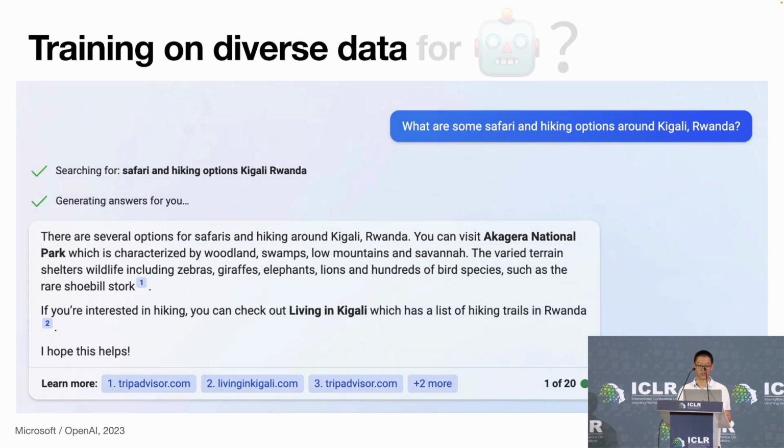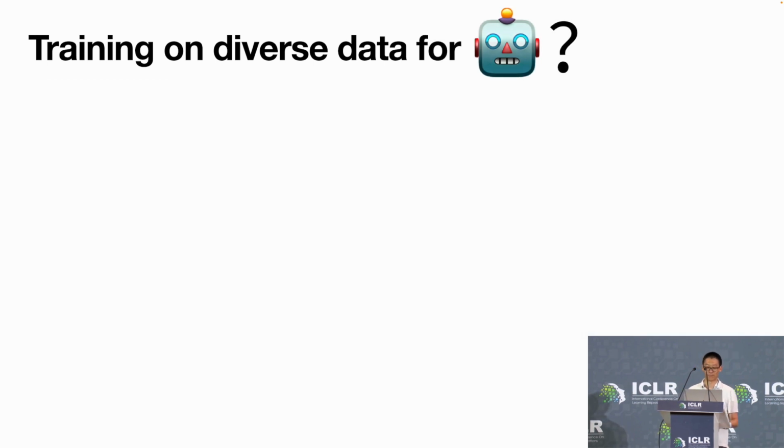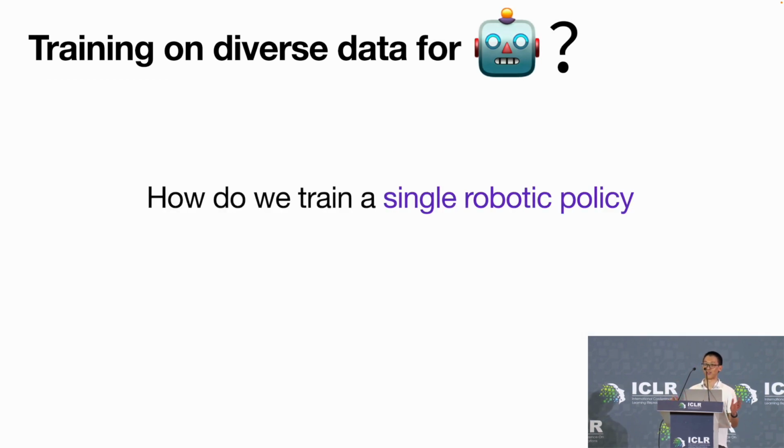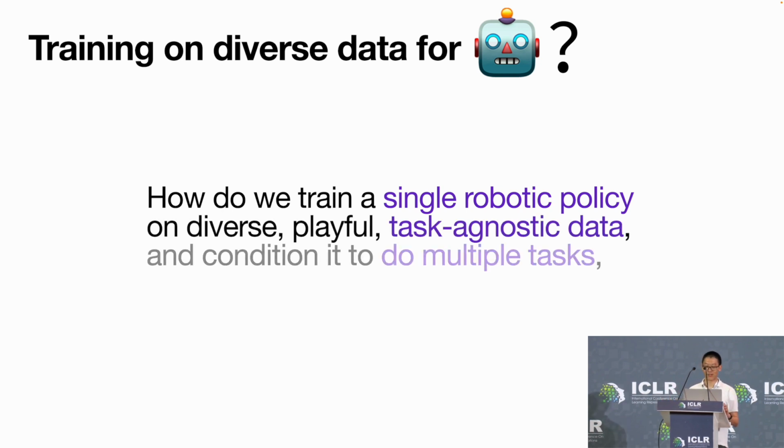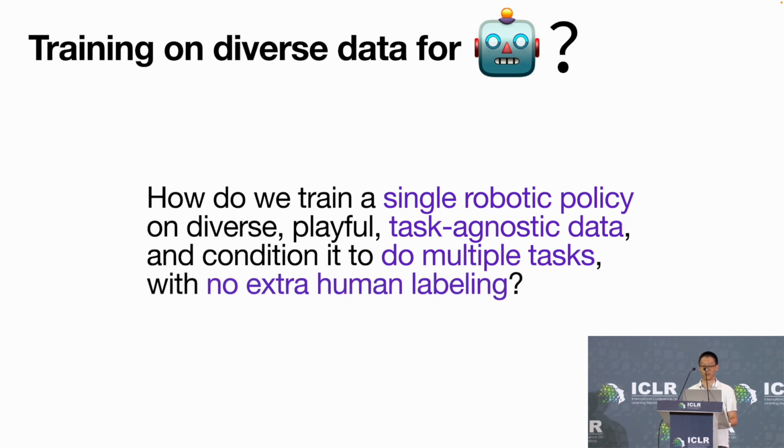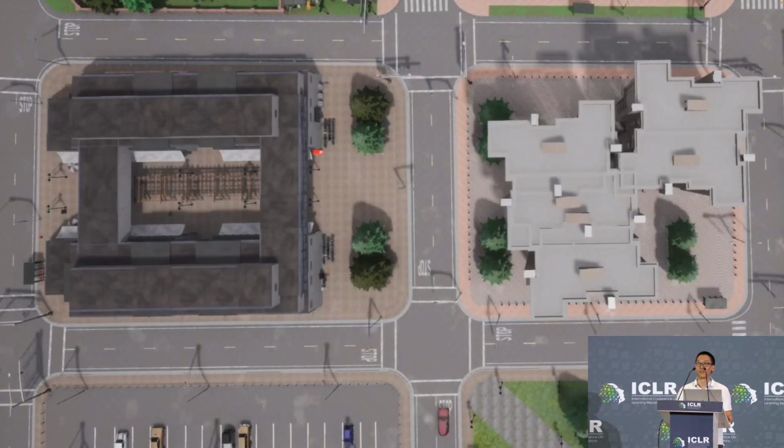So the natural question is, can we do the same for robotics? How do we train a single robot policy from diverse, playful, task-agnostic data, and then do multiple downstream tasks with no extra labeling? Like, this is doable. To illustrate the point, consider this toy example. Suppose we have this red car at the bottom, like mid, and we want to learn to go to point 1 from here up top.